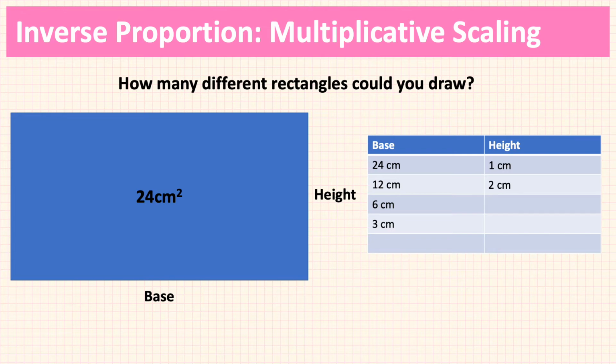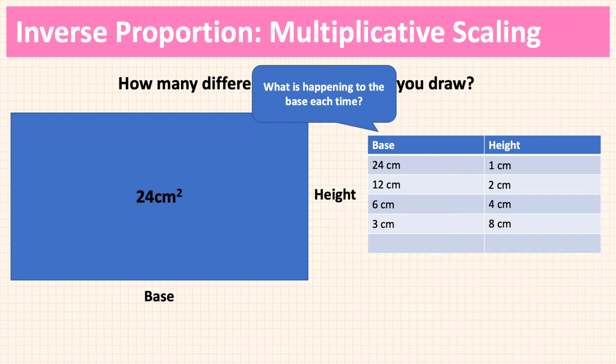The third one, I've got 6 centimetres for the base. What do I need to multiply that by to get 24 centimetres squared? I need to multiply it by 4, so that must be the height. And then finally, I have a base of 3 centimetres. So in order to get 24 centimetres squared, I need to multiply that by 8. So the height there must be 8 centimetres. Now, I just want you to take a moment and think about what's happening with the base every time. So press pause now and just think about what you observe there.